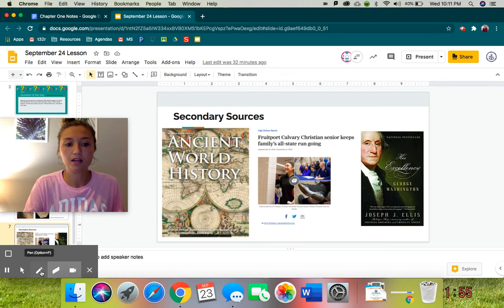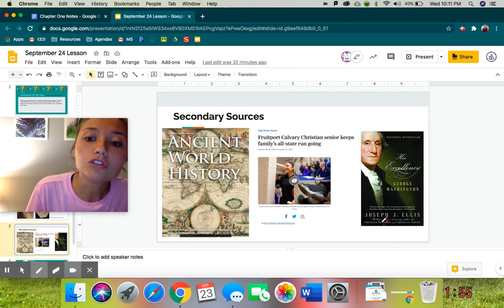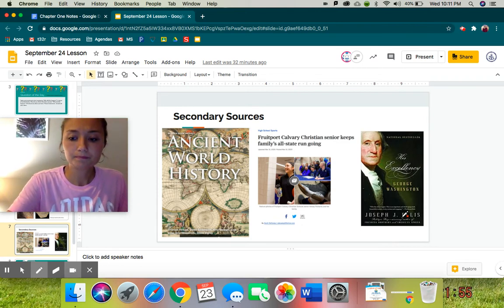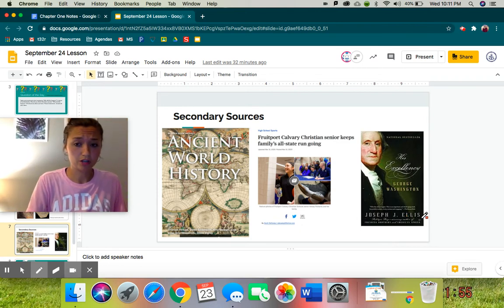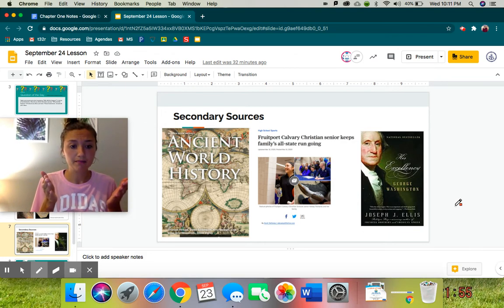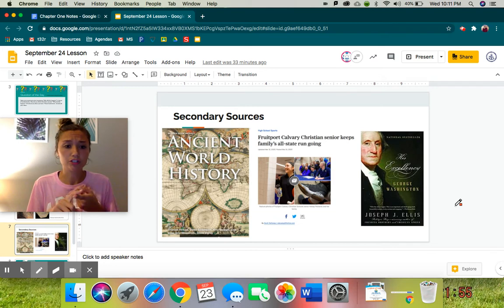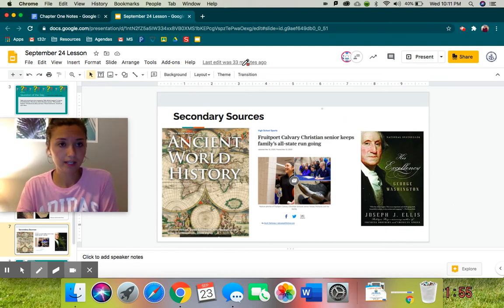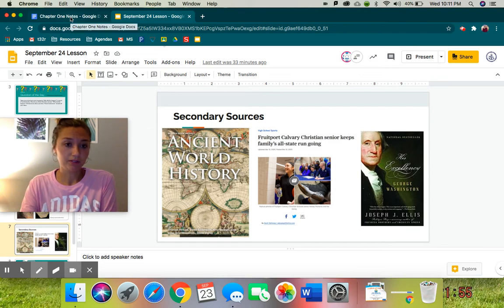I would highly suggest it. It's a book about George Washington's life. And the author, Joseph Ellis, wasn't around during George Washington's life, but he wrote a book about him based off primary sources that he found, like George Washington's letters, his taxes, his legal documents, things found in his house, like artifacts from the 1700s. Okay, so this book is another example of a secondary source. So let's go back to our chapter 1 notes.